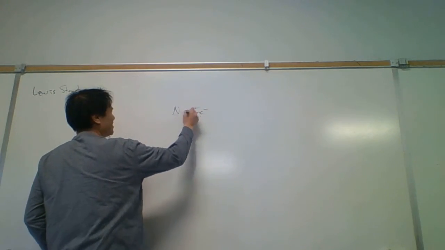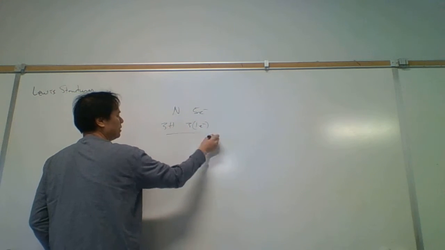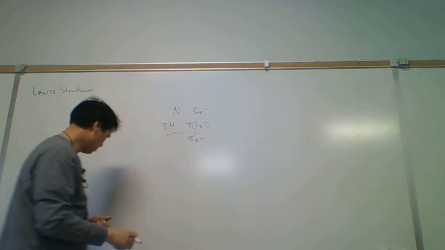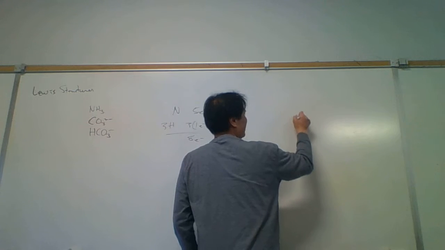5 electrons in nitrogen. Hydrogen, we have 3 hydrogens. Each hydrogen has 1 valence electron. So altogether we have 8 electrons total. And then we try to come up with a symmetric structure.